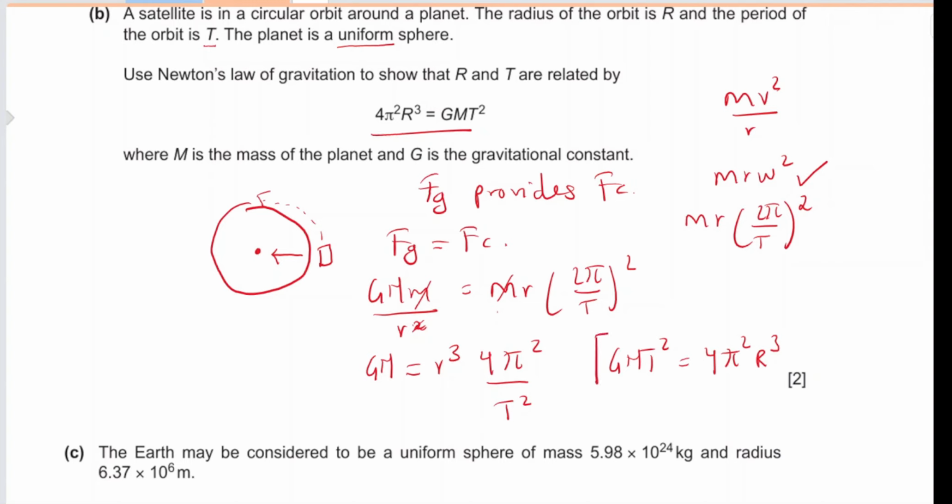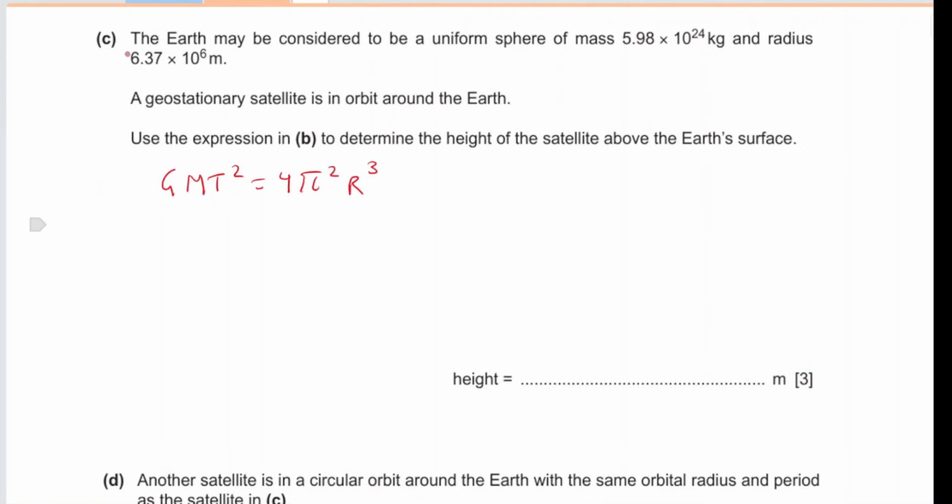So we have shown the relationship between these two. Let's continue with question C. This one says that the Earth may be considered to be a uniform sphere of this mass and this radius. A geostationary satellite is in orbit around the Earth. Now, before we continue, I want you to recap what are the features of a geostationary satellite.